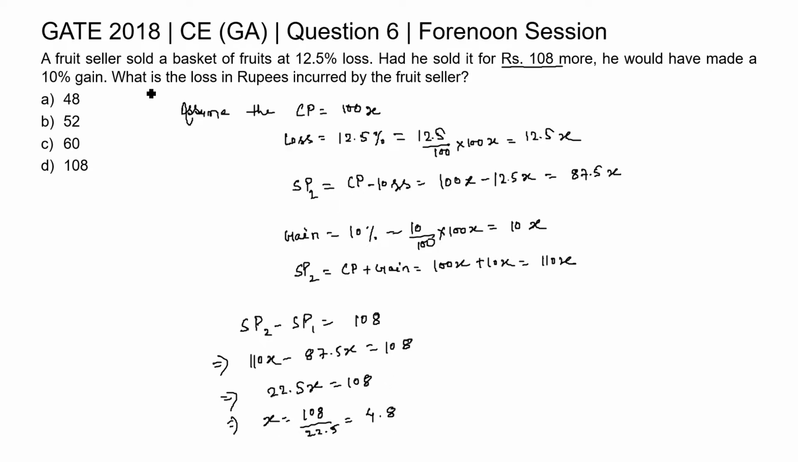Now in the question it was asking what is the loss. So loss was how much? 12.5x. So loss is equal to 12.5x. So 12.5 into x, the value of x we have just calculated, 4.8. So 12.5 into 4.8 is 60 rupees. So we got the loss as 60 rupees. So in the options, 60 is given in option C. So option C is the correct option for this question.